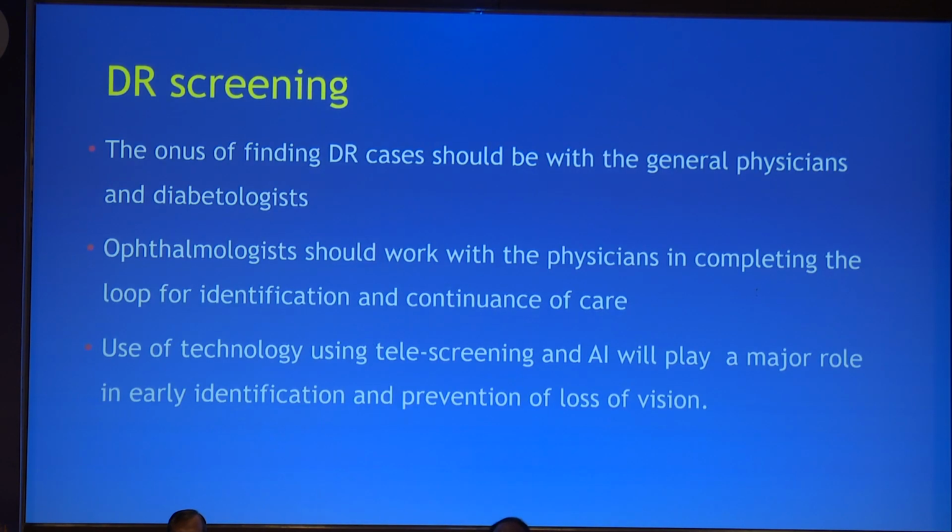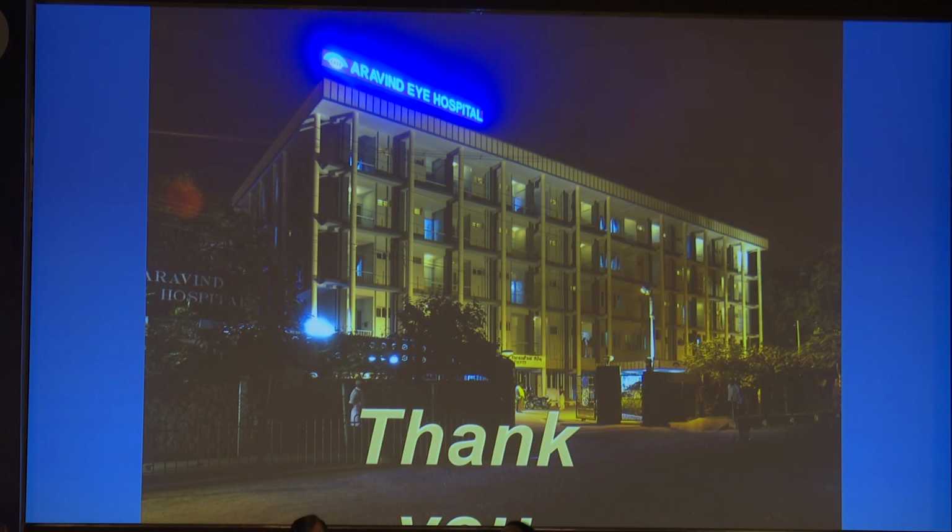So the onus of finding the DR cases should be with the general physician and diabetologist, and the ophthalmologist should work with the physicians in completing the loop for identification. It's not enough if you just screen the patient and leave them. You have to find ways. When the diabetologist or the primary care physician finds a case of diabetic retinopathy, they should know when and where to refer the patient. So we need to complete the loop, and the use of technology and AI will play a major role in early identification of these patients.